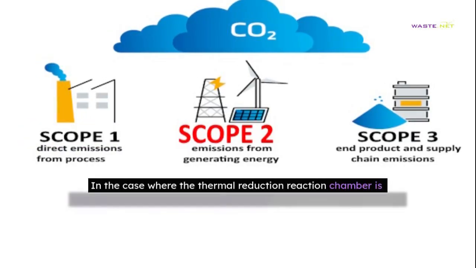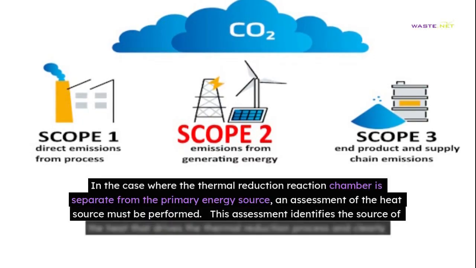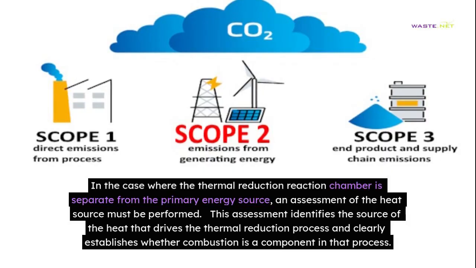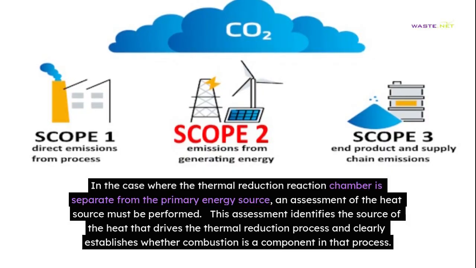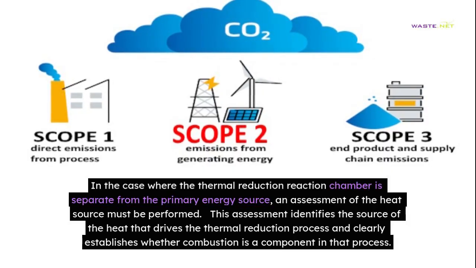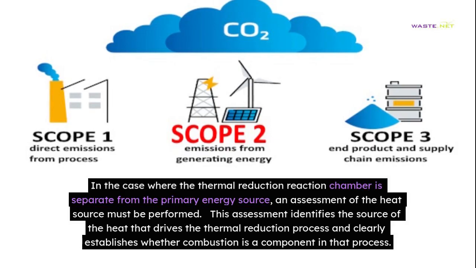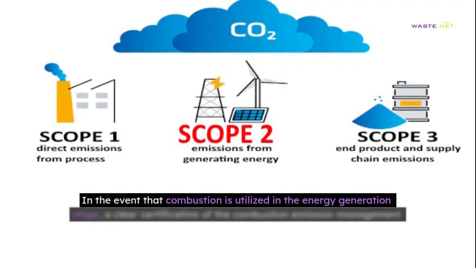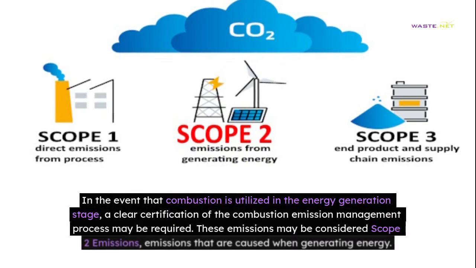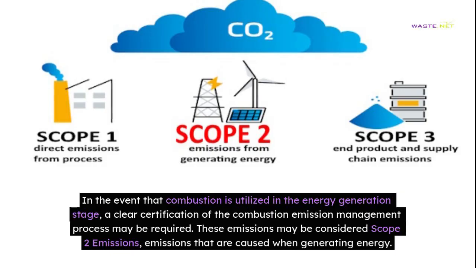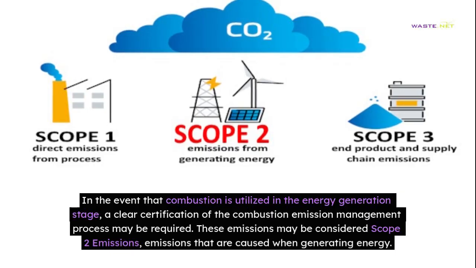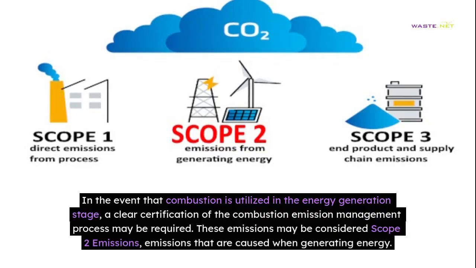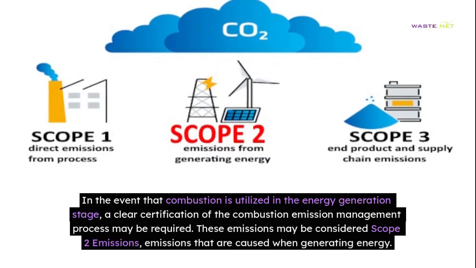In the case where the thermal reduction reaction chamber is separate from the primary energy source, an assessment of the heat source must be performed. This assessment identifies the source of the heat that drives the thermal reduction process and clearly establishes whether combustion is a component in that process. In the event that combustion is utilized in the energy generation stage, a clear certification of the combustion emission management process may be required. These emissions may be considered Scope 2 emissions, emissions that are caused when generating energy.